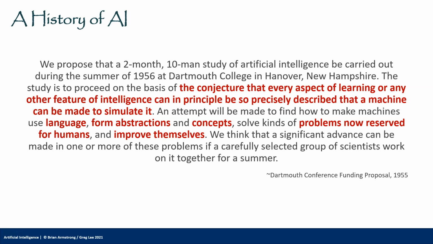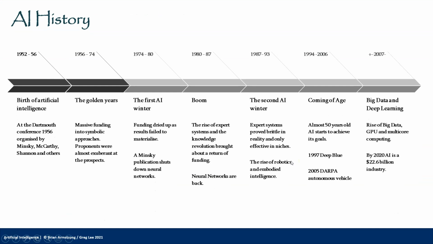And after that, this group of scientists got together and proposed that they could pretty much in 2 months odd, with about 10 men, study or crack machine intelligence on a high level. So as we see here, an attempt was made to find out how to make machines use language, form abstractions, concepts, solve kinds of problems now reserved for humans, and improve themselves. And we think we can do it basically in a summer. And of course, the story is a lot longer than that.